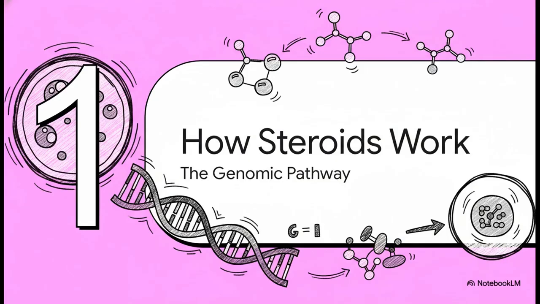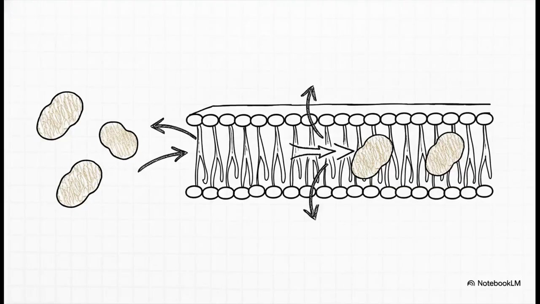To answer that question, we have to start at square one. We need to zoom all the way in and understand what's actually happening at the cellular level. And it all starts with something called the genomic pathway. First things first, glucocorticoids are lipids. They're fatty, so they don't need any special key or secret handshake to get into a cell. They just slide right across the cell membrane. Easy as that, just passive diffusion into the cytoplasm.